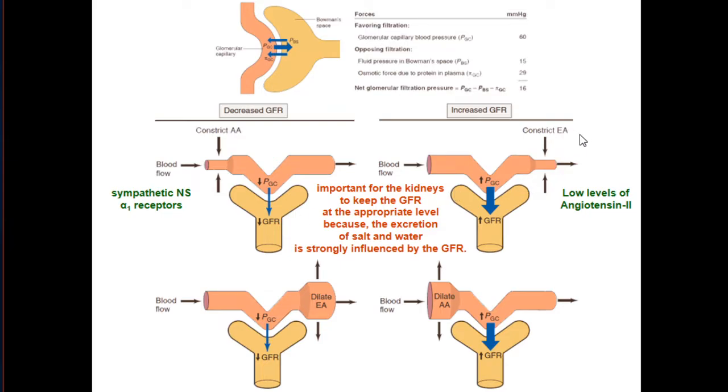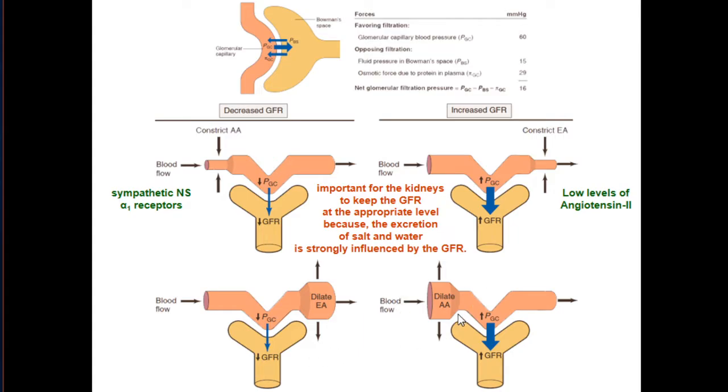In case of constriction of the efferent arteriole, you will have a rise of resistance, which increases the hydrostatic pressure in the capillary and increases the glomerular filtration rate. And this will happen due to the low levels of angiotensin present in blood. And if you have dilation of the efferent arteriole, the opposite occurs.